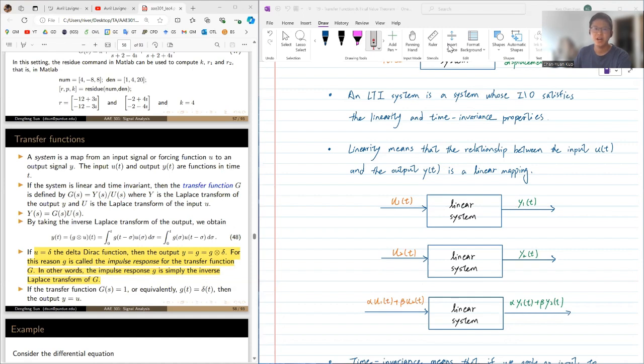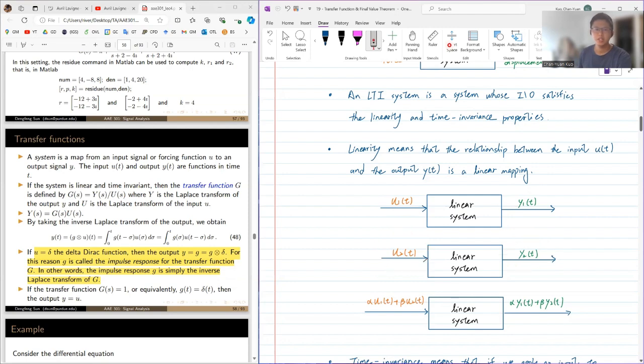First, let's clarify what it means by linearity. Here, linearity means the relationship between the input and the output is a linear mapping. Imagine we have a system, and when it's subject to input u1 of t, the corresponding output is y1 of t. Similarly, for input u2 of t, the output is y2 of t.